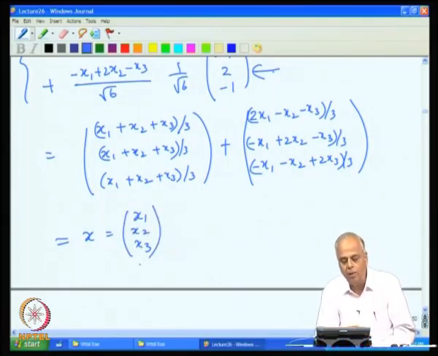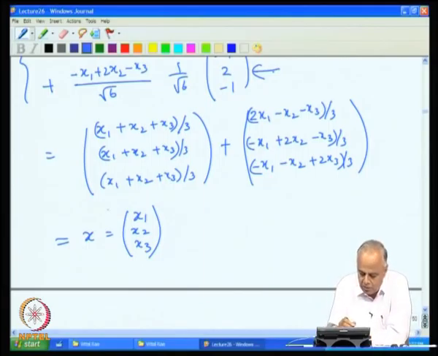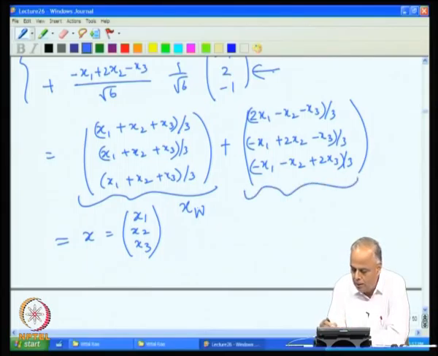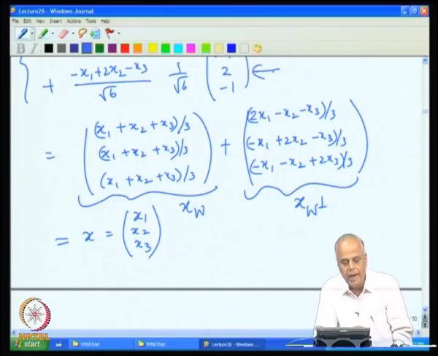So, thus we have the vector x has been split into two parts. This part is the x w and this part the x w perp. So, every vector x can be split into two parts, one part belonging to the W space, the other part belonging to the orthogonal complement.